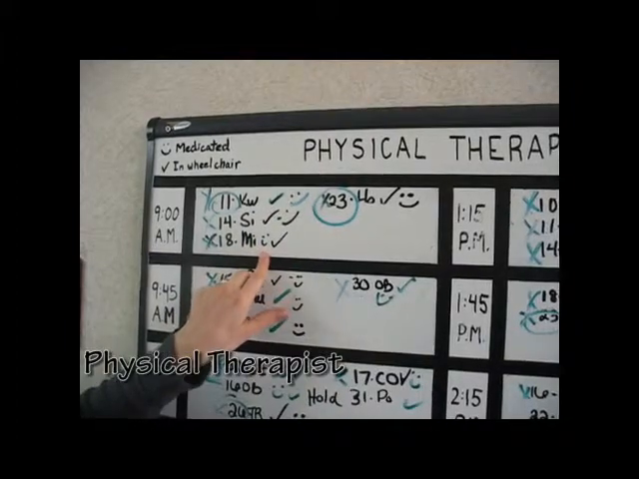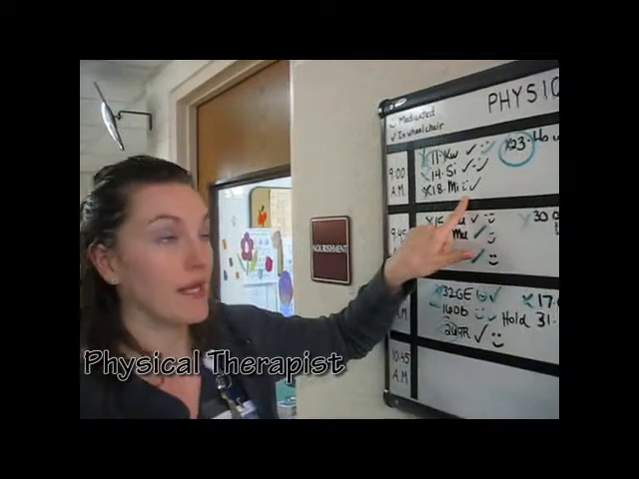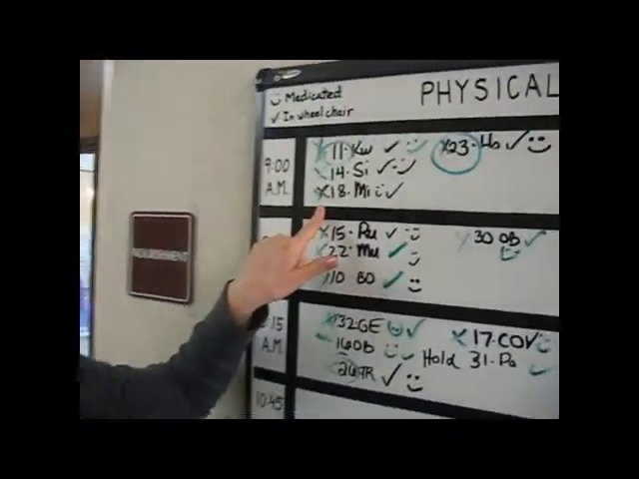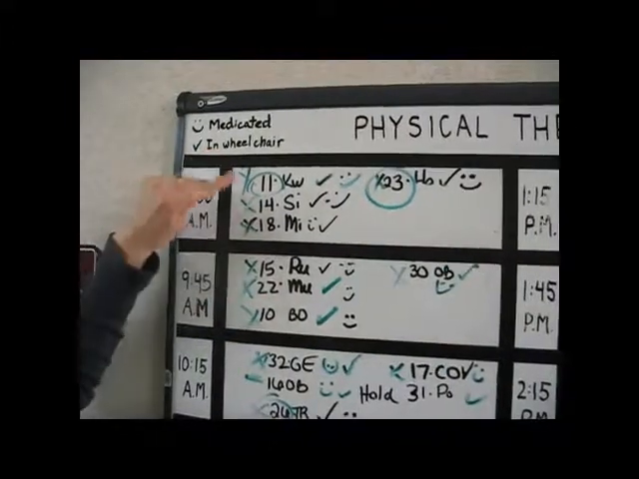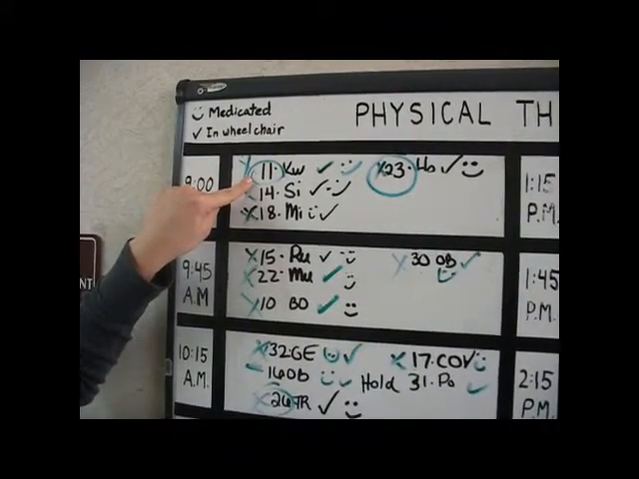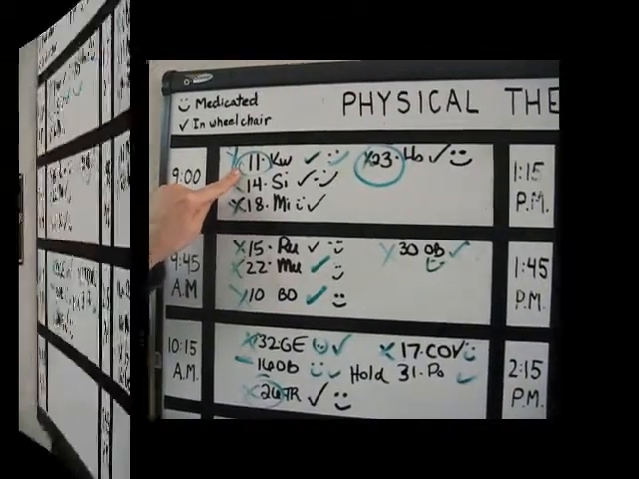Check and the smiley face, then tell our physical therapy escort that the patient is ready to go to therapy, and at that point the escort puts an X when they take the patient to therapy, and they are supposed to circle the number when they come back from physical therapy, which then lets occupational therapy know that that patient is back in the room and OT can work with them.